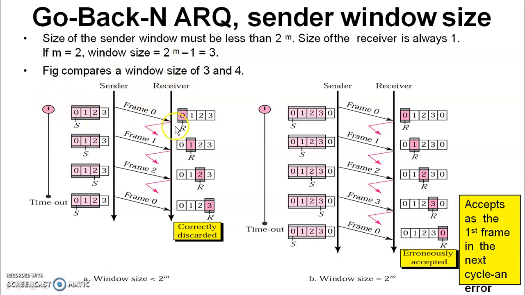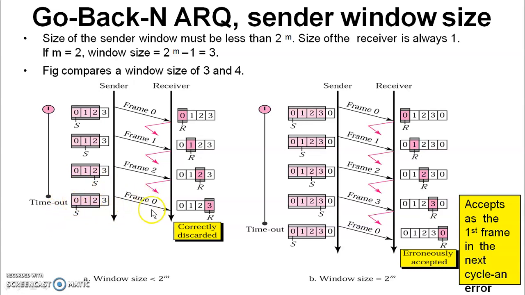Frame 0 is sent, 0 is received and the acknowledgement is lost. 1 is sent, 1 is received, the acknowledgement is lost. 2 is sent, 2 is received and the acknowledgement is lost. So in this case, the sender has not received any of the acknowledgements and the timer is out. If the timer is out, it will resend whatever is there inside the window.